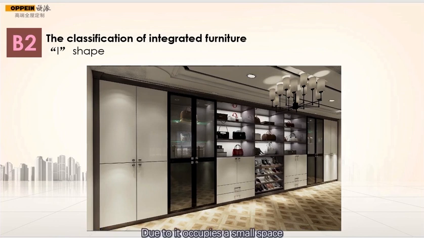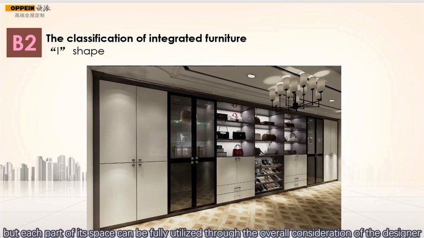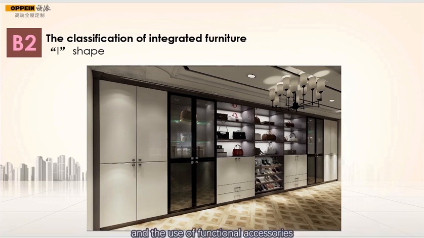convenient to use it. Because it applies to a small space, the storage space of this kind of wardrobe is not big, but each part of space can be fully utilized through the overall consideration of the designer and the use of functional accessories. Look at this picture. The combination of wide door and glass door makes this wardrobe full of a sense of modernity and fashion.